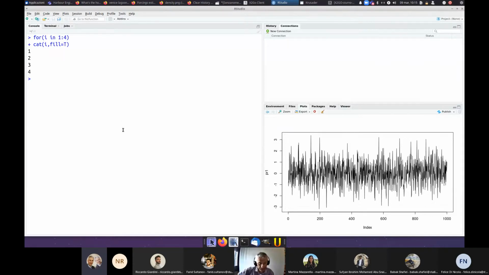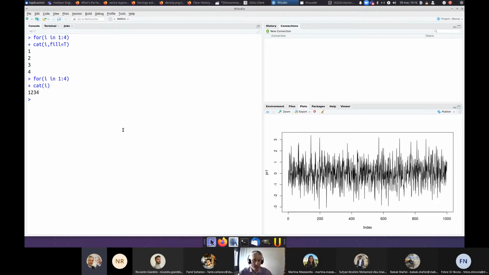You see, this is another example of a very simple for cycle. And you learned the name of the function to print on the screen. Again, the argument fill equal TRUE means take a new line. Now let me repeat it. I go with the arrow up, for i in 1:4. Let's try to remove the fill to see what happens. You see what's going to happen because I didn't put the new line.